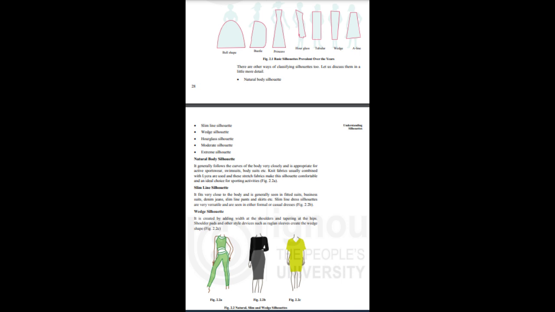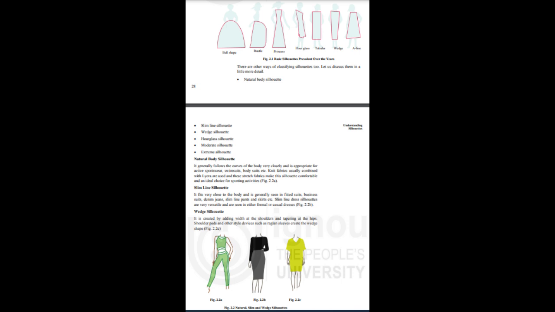Look at the screen. Fig. 2.1 Basic silhouettes prevalent over the years. There are other ways of classifying silhouettes too. Let us discuss them in a little more detail. Natural body silhouette, slim line silhouette, wedge silhouette, hourglass silhouette, moderate silhouette, extreme silhouette.